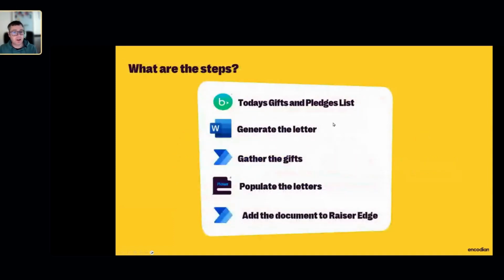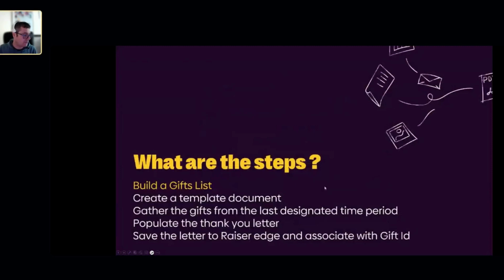So the steps are going to be creating our list, generating the letter, gathering the gifts, populating the letters, and then finally adding that document into Raiser's Edge. So we're going to now look at the first option, which is building a gifts list.